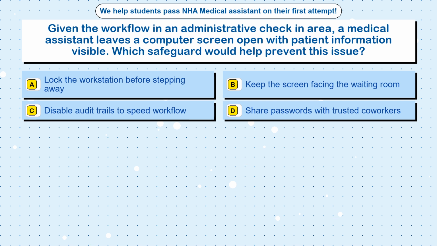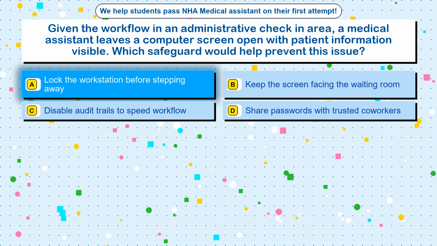Question 69. Given the workflow in an administrative check-in area, a medical assistant leaves a computer screen open with patient information visible. Which safeguard would help prevent this issue? Option A, lock the workstation before stepping away. Option B, keep the screen facing the waiting room. Option C, disable audit trails to speed workflow. Option D, share passwords with trusted co-workers. The correct answer is option A, lock the workstation before stepping away.